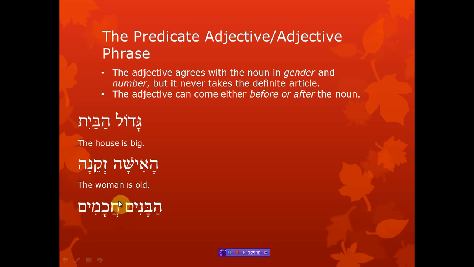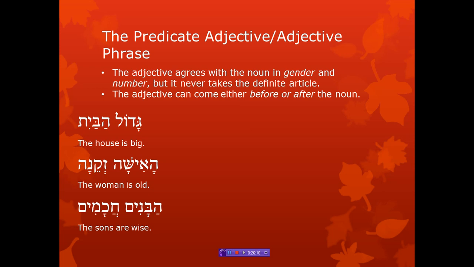And what do we notice here? Again, there's a definite article on habanim, but there's no definite article on chachamim. So the adjective does agree with its noun in terms of gender, right? The im signals masculine, and in terms of number, they are both plural. But this is not the wise sons, this is the sons are wise.